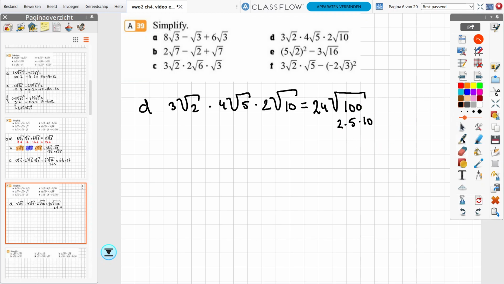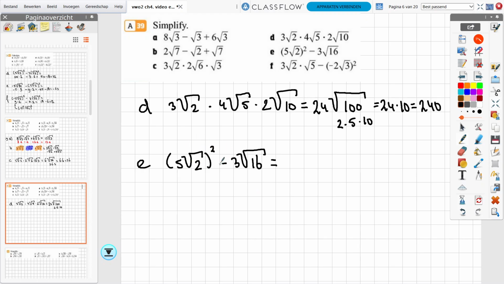And again, please don't stop here, because root 100 you can calculate. What number times itself is 100? That's 10. So the answer here is 240. See? E. 5 root 2 squared. Hey, now we're combining the rules from the previous theorem. Minus 3 root 16. Okay.